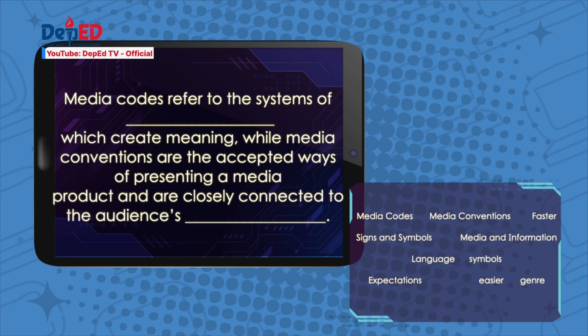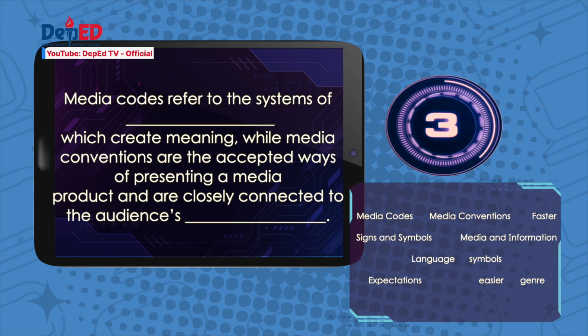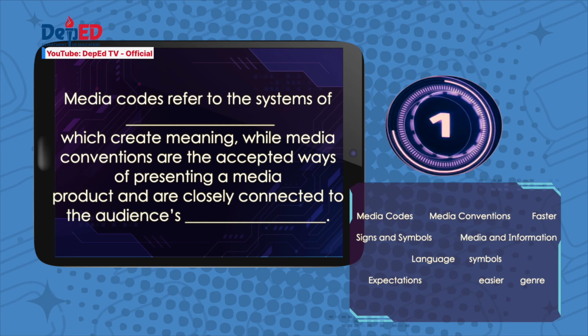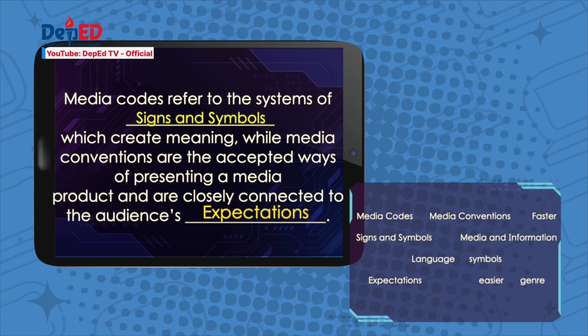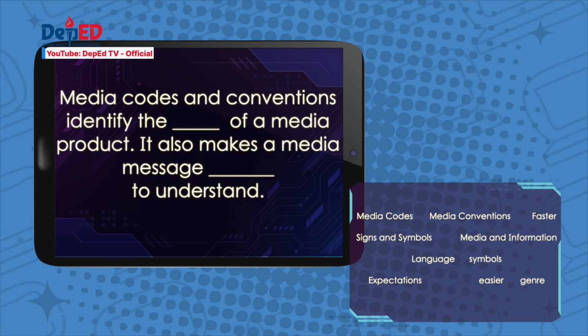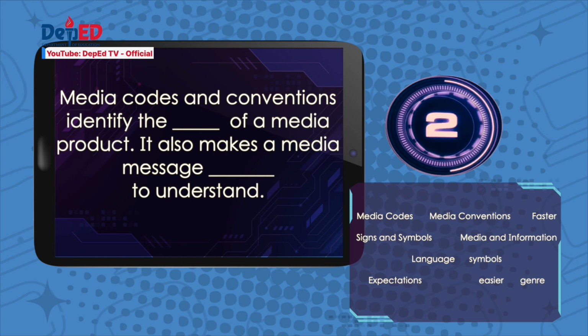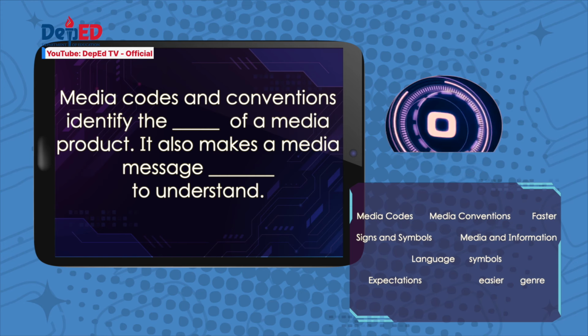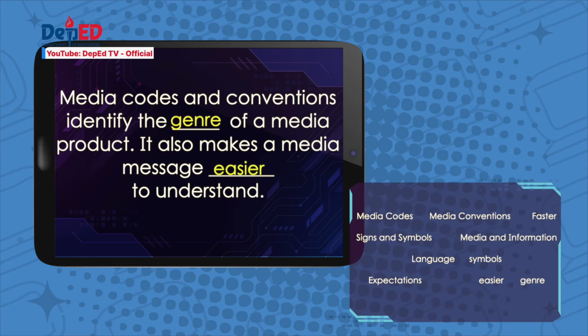Media codes refer to the systems of blank, which create meaning, while media conventions are the accepted ways of presenting a media product and are closely connected to the audience's blank. Awesome! The answers are signs and symbols and expectations. Media codes and conventions identify the blank of a media product. It also makes a media message blank to understand. The answers are genre and easier.